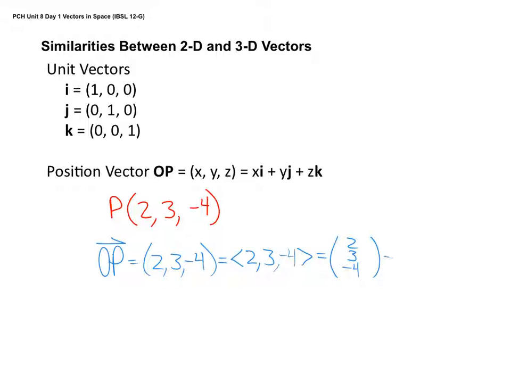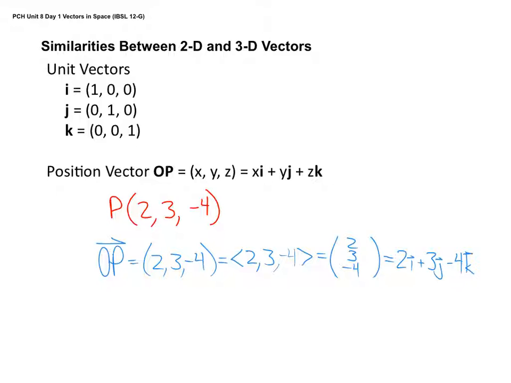But then you also have the ijk, the unit vector notation. So we have 2i plus 3j minus 4k. All right? So that notation is very similar. Okay? All you're doing is adding that third component. All right? Pretty easy so far, right? Yep. Okay? All right, so if you know last unit, this part of this unit shouldn't be too tough.